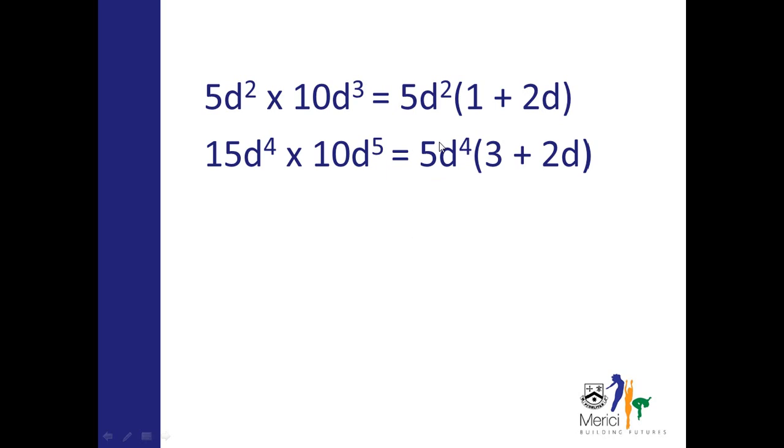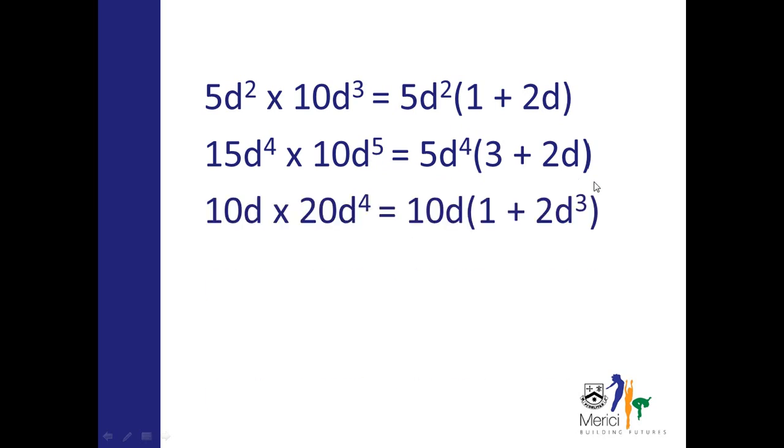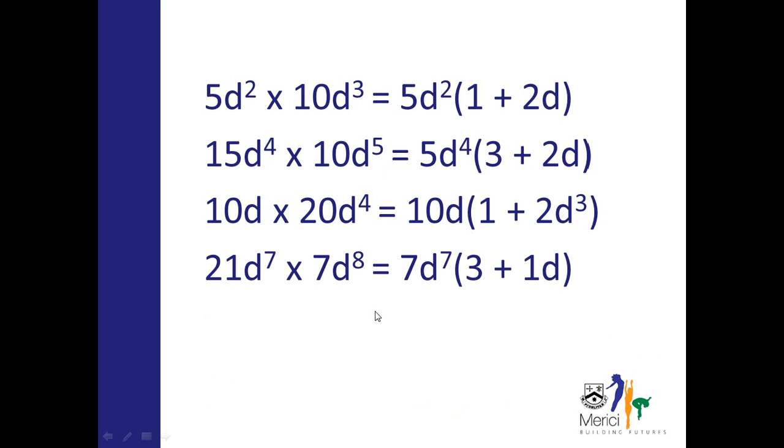And then 5d to the 4 multiplied by 2d equals 10d to the 5. So this is factorised. There's your answer for the next one, and the next one.